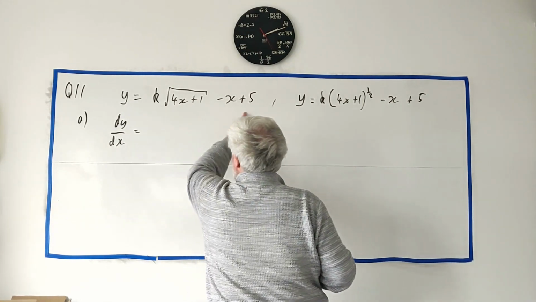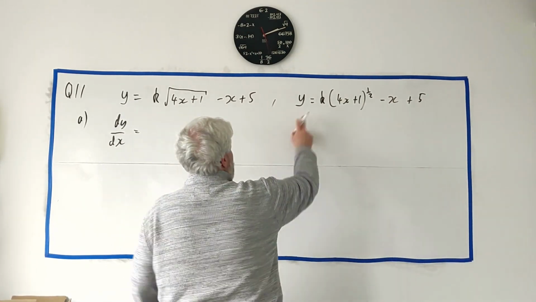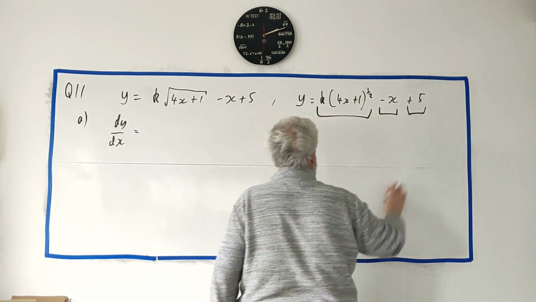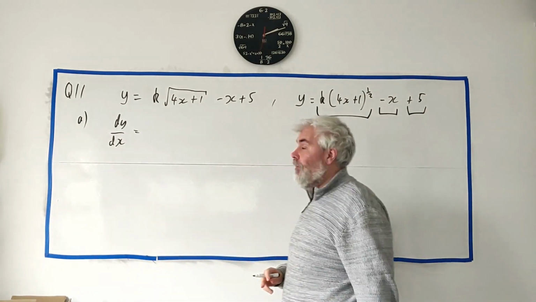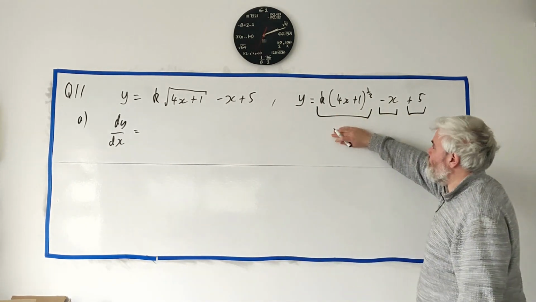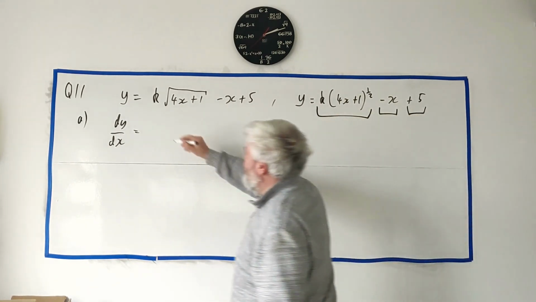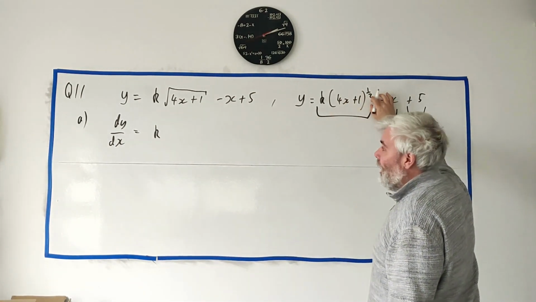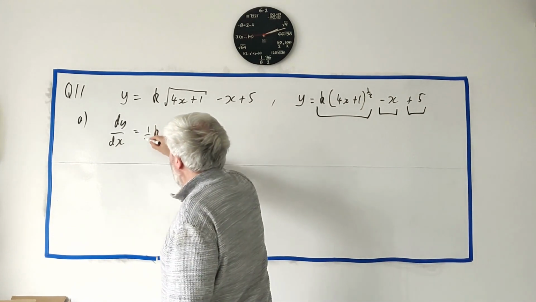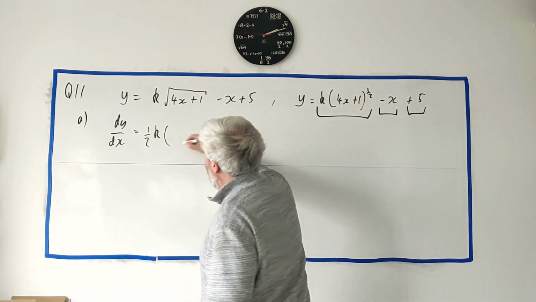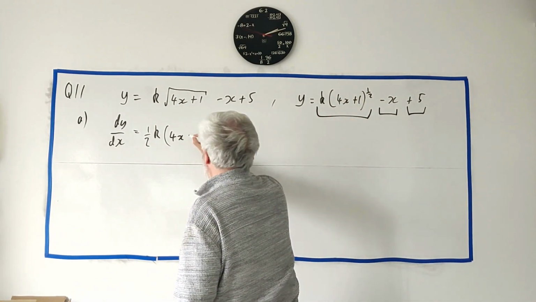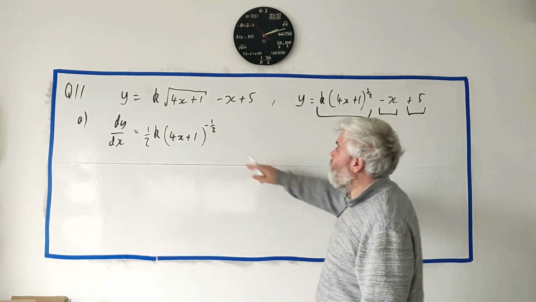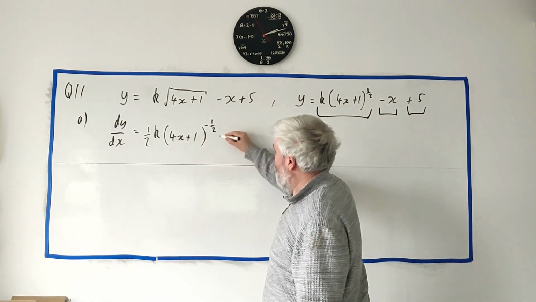I'll use this one up here. dy dx, we have three terms. There's one term, two terms, and three terms. The first term, we're going to have to use the chain rule. So to differentiate this, k is left alone, and the power of this term is a half. We multiply down by that, and we take one away. We leave the term alone, (4x plus 1) to the minus a half, we take a power away, and then we multiply by the derivative of this term.